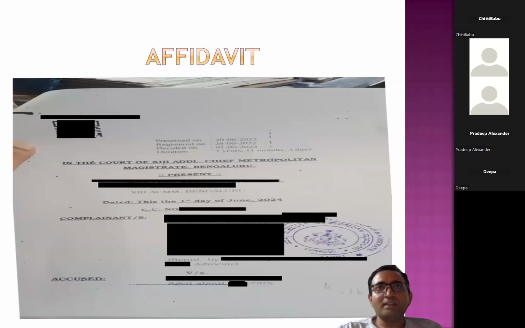Now, to reopen that stage for him to file a reply, the court may impose a penalty, a cost of 500 rupees or 1000 rupees. He has to pay that cost to the complainant's advocate who attended the case for several days. After paying that cost, the court will allow the accused to file his reply. Okay, sir.